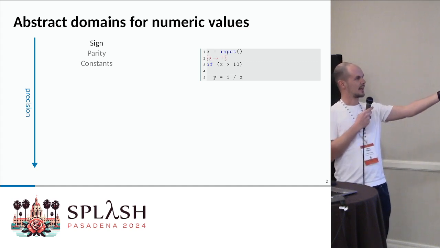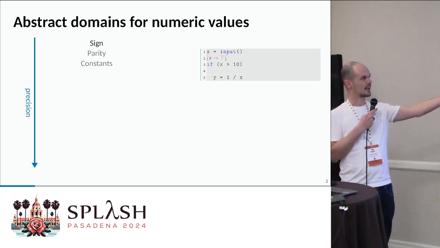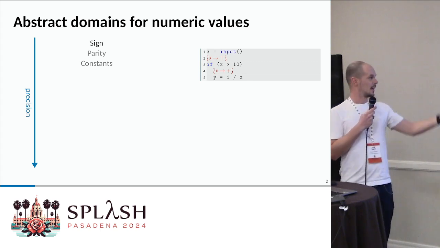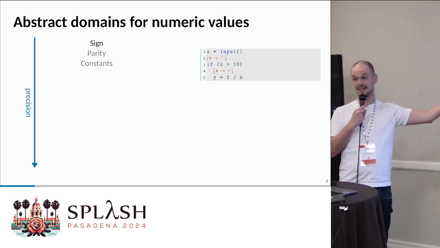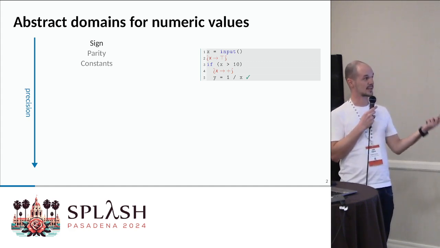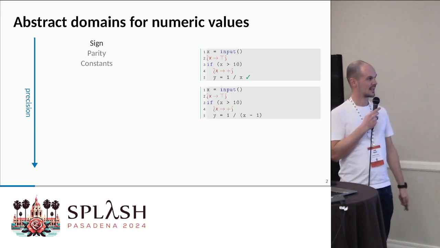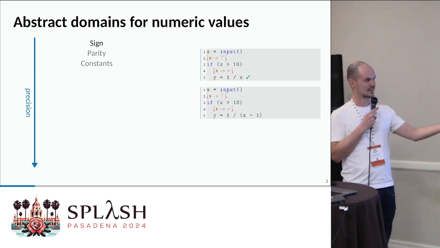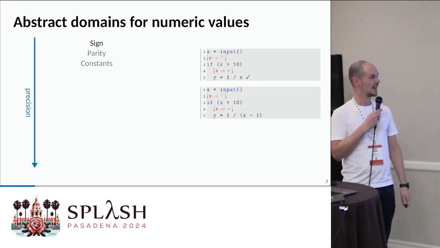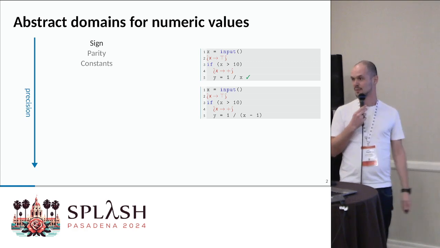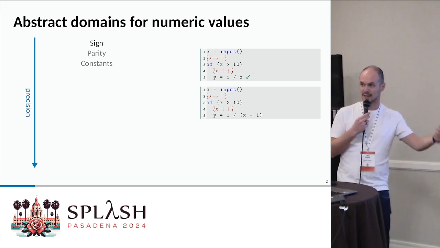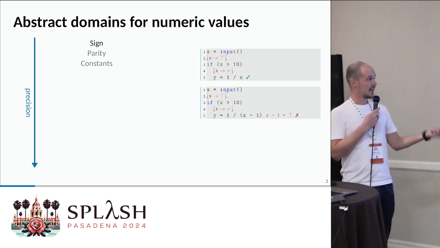Like here, if you just read something, and if that something is greater than 10, you perform a division. Knowing just the sign of the variable x is enough to prove that there's no division by 0. But if you change the program slightly by just adding some computation on the divisor, the sign domain is not enough anymore. So you have to switch to something a bit more elaborate that can still be non-relational.